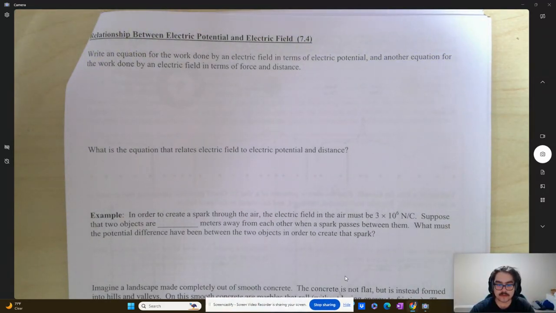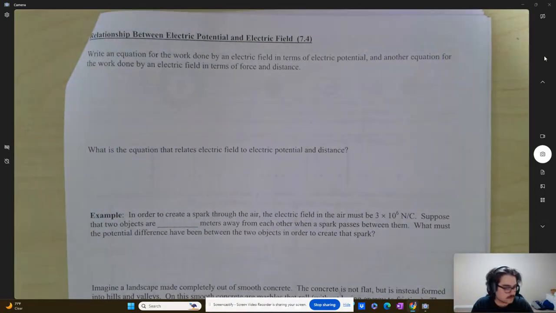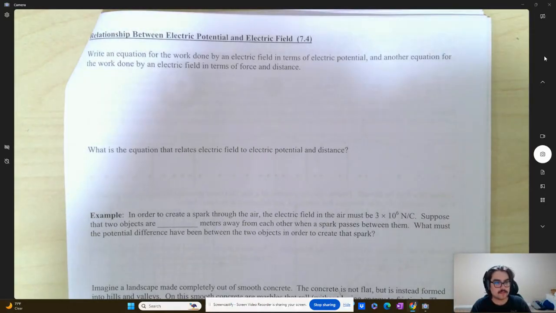This is the relationship between electric potential and electric field. It's going to go by pretty quickly. Not that crazy. I'm hoping this doesn't last too long.